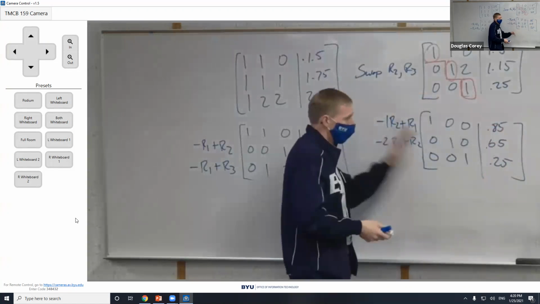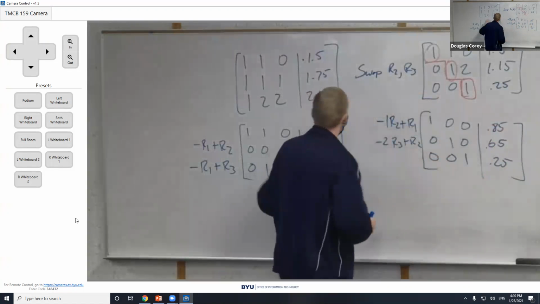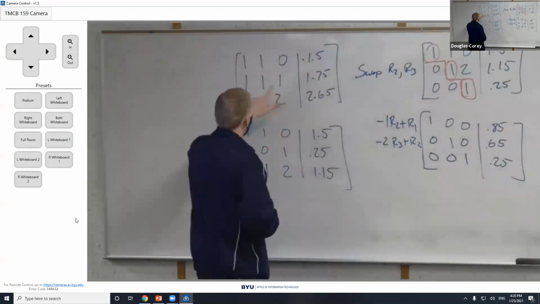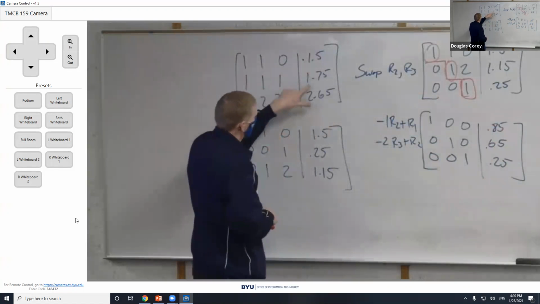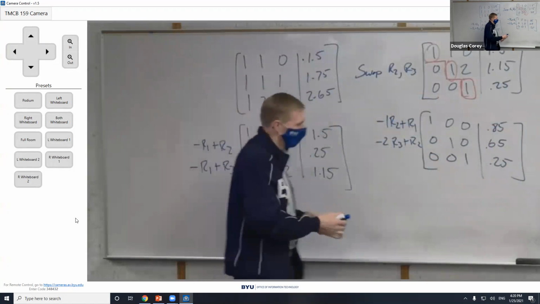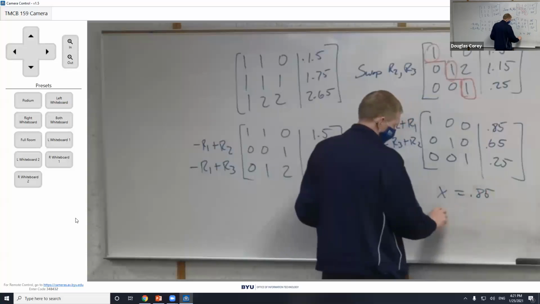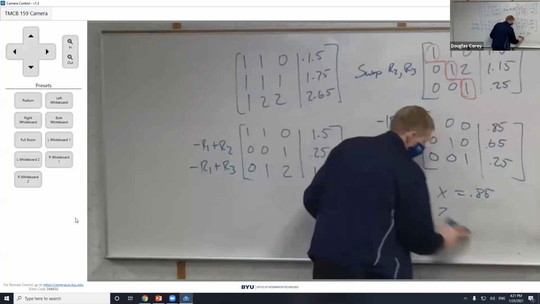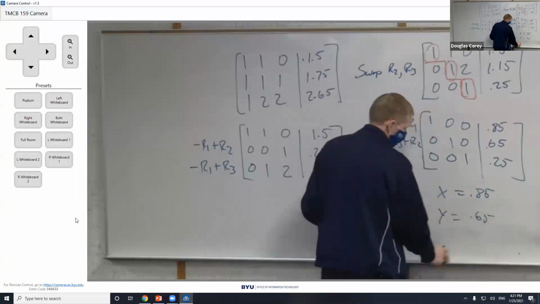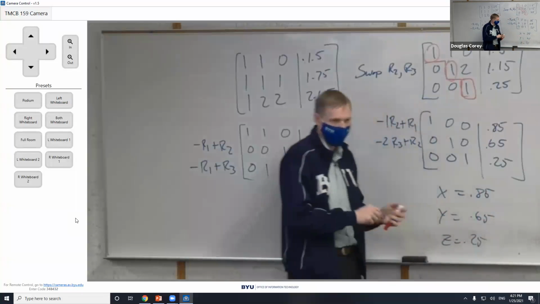And now I have solutions. Now I can just read off the solutions because I've changed this from the system that would be x plus y equals 1.5, x plus y plus z equals 1.75, and x plus 2y plus 2z equals 2.65. And I've changed that to x equals 0.85, y equals 0.65, and z equals 0.25. Okay?